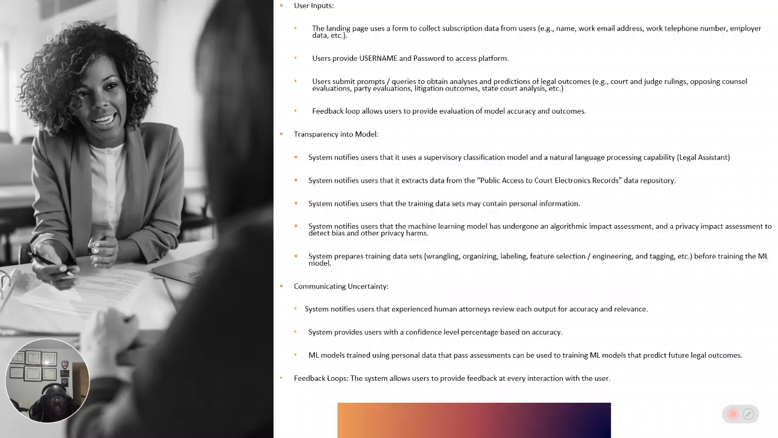Communicate uncertainty. We tell them up front that the outcomes presented by the model are not 100% accurate. There's always going to be some variance between what's accurate and what's expected. And so we're going to evaluate that information. We have human attorneys that evaluate the data and these outcomes themselves, to review them and make sure that they're accurate and within scope. And then we also provide them with a confidence level once the output or outcome is provided, to let them know how accurate this information might be.